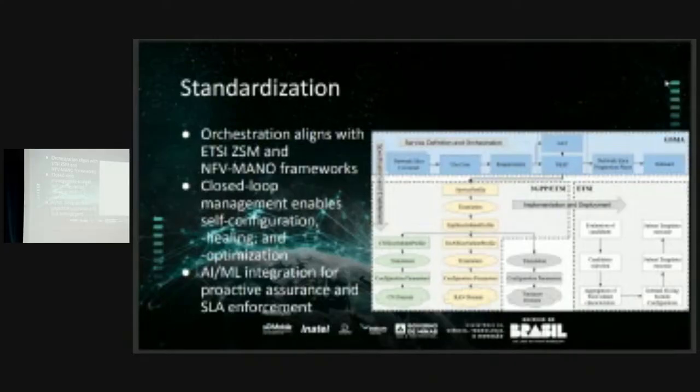We have the three standardization bodies, and we work on it together. It's important because we need to define the orchestration aligned to zero touch, for example, which is one hot topic for management. One closed loop management enables self-configuration, faster configuration, more optimization, and AI or machine learning integration for proactive assurance considering the SLA.